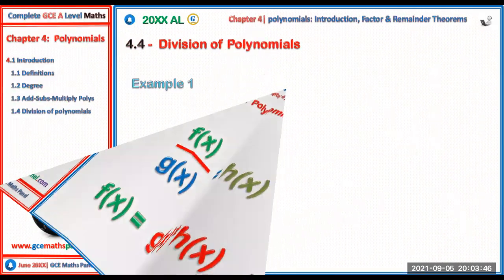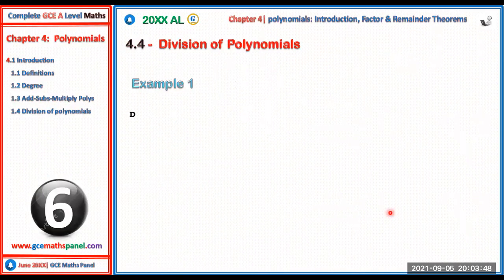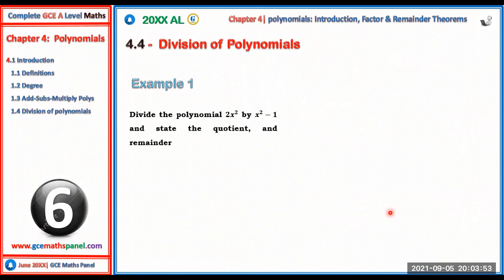Let's take some beautiful examples. Example 1. Divide the polynomial 2x squared by x squared minus 1 and state the quotient and the remainder. Note that we are using long division. So we divide this and state the quotient and the remainder. This long division is all set.